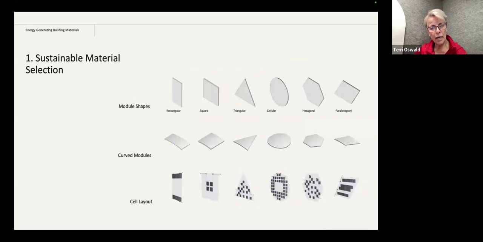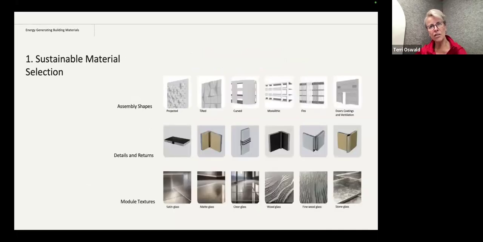We can also apply different shapes and curved modules. We can play around with cell layouts. So there's a lot of different design elements that can come into play with a particular project. So it's not just straight flat panels. There are a lot of other opportunities. And then as far as assembly shapes and projections and recesses, there's a lot of things we can do, fins and canopies and lots of different areas that you can apply photovoltaic panels to.